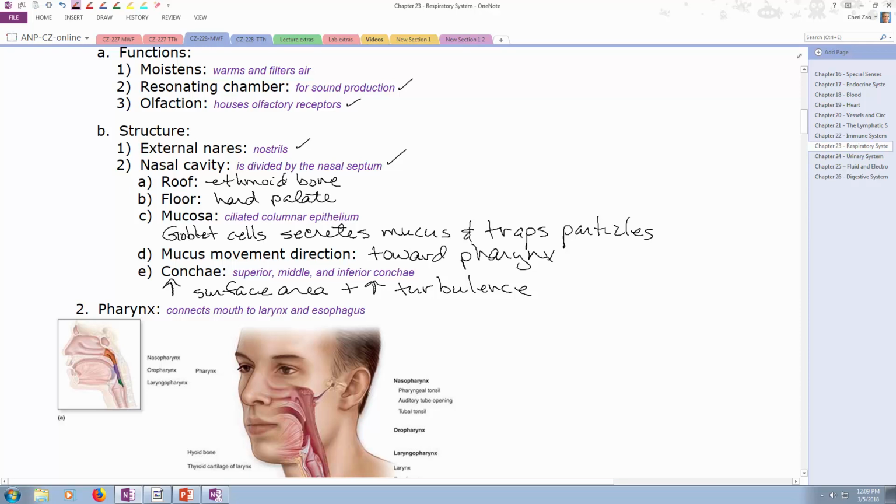Increasing the turbulence of the air helps to give us a better sense of olfaction, but also increasing the turbulence allows for vortexing and more humidification, as well as warming and filtering of particles.